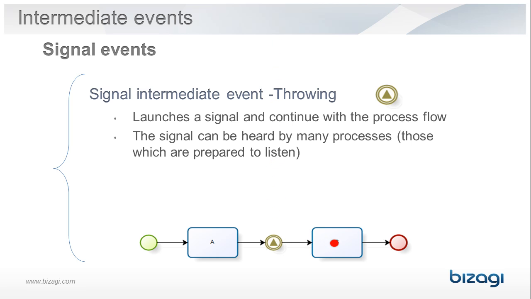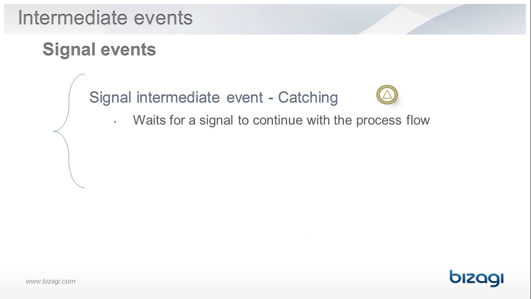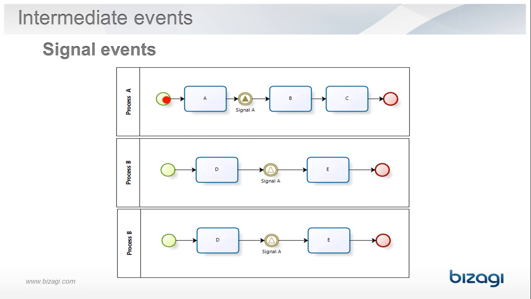As a signal is not necessarily directed at a target, its graphical representation cannot be associated with a message flow. Additionally, a catching signal intermediate event waits for a signal to continue with the process flow. In the first process, a signal is broadcasting and the process continues. This signal is heard by the processes which are prepared to do it.